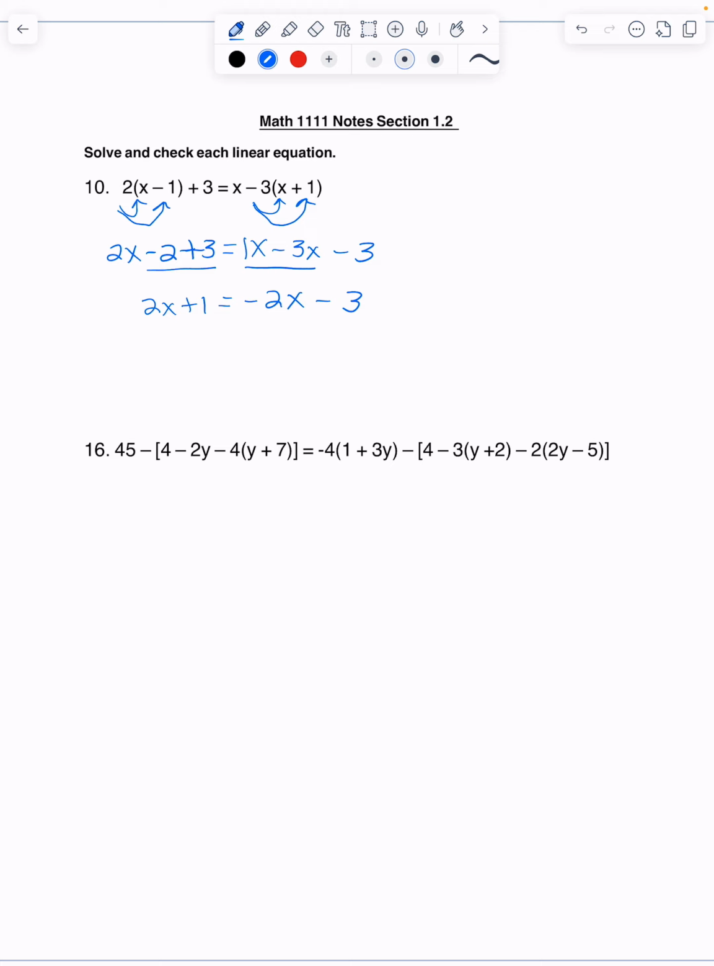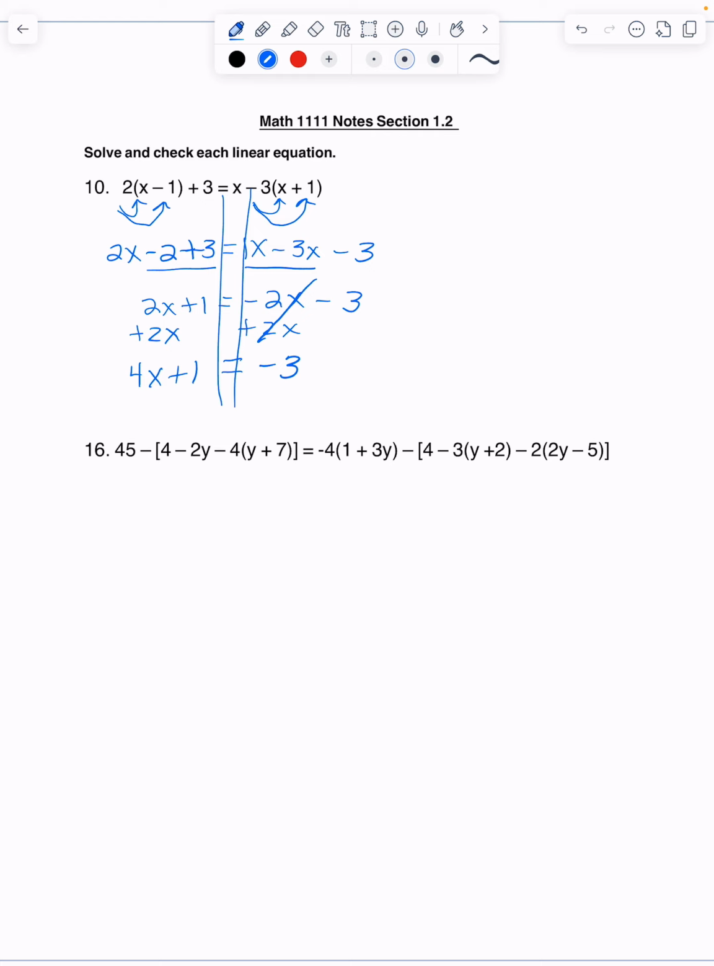So now let's get our variables on the same side. If it's a minus 2x and I want to take it to the other side, the opposite of subtraction is to add. That's going to get that to cancel out. Think of that equal sign as a boundary. When you cross over it, you have to do the opposite. These are going to cancel out, give me negative 3. 2x plus 2x is 4x. So I have 4x plus 1 equals 3.